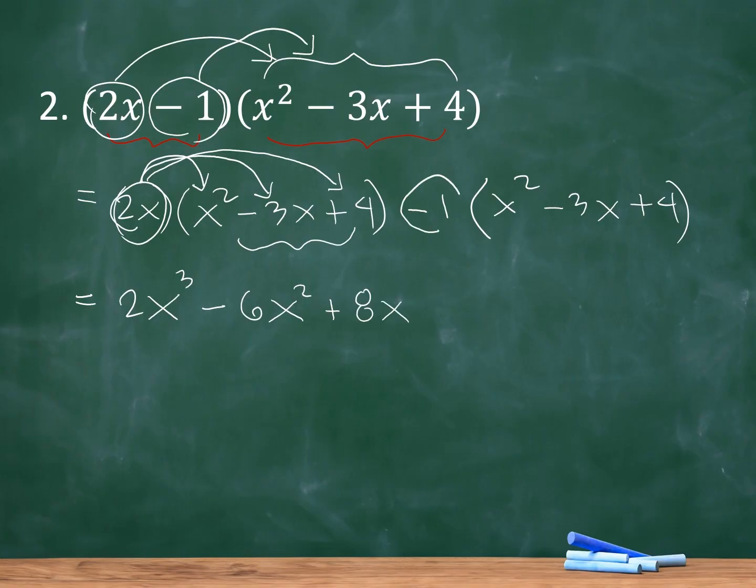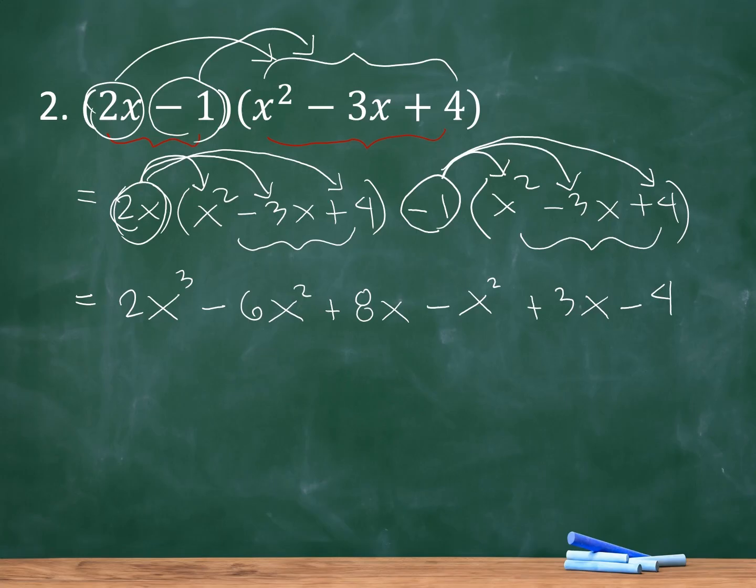Next, we will distribute negative 1 to each of the terms inside these parentheses. So negative 1 times x squared, that's negative x squared. And then negative 1 times negative 3x, that's positive 3x. And then negative 1 times positive 4, it's negative 4. So at this point we will simplify by combining similar terms. And similar terms are negative 6x squared and x squared.